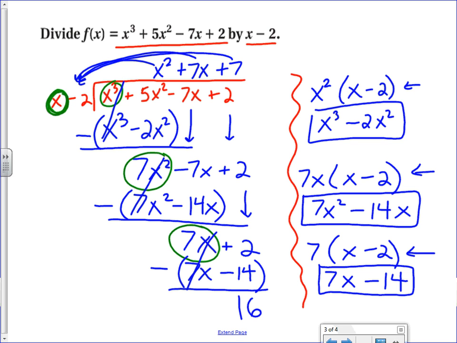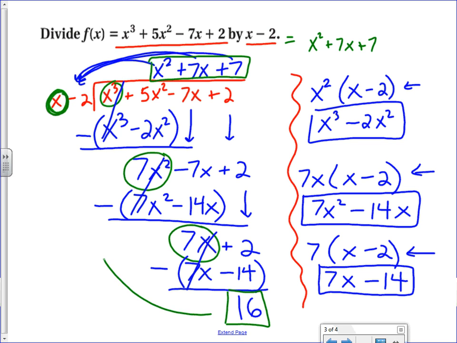All we have to do is write our final answer correctly. The answer to this division problem, I'll write it up here in the top right corner. The answer appears at the top of our division box up here. X squared plus 7x plus 7. And our remainder will be written as a fraction again. It's going to be the remainder, which was 16 down here at the bottom, over the divisor, which is x minus 2. That's been the divisor the whole time.